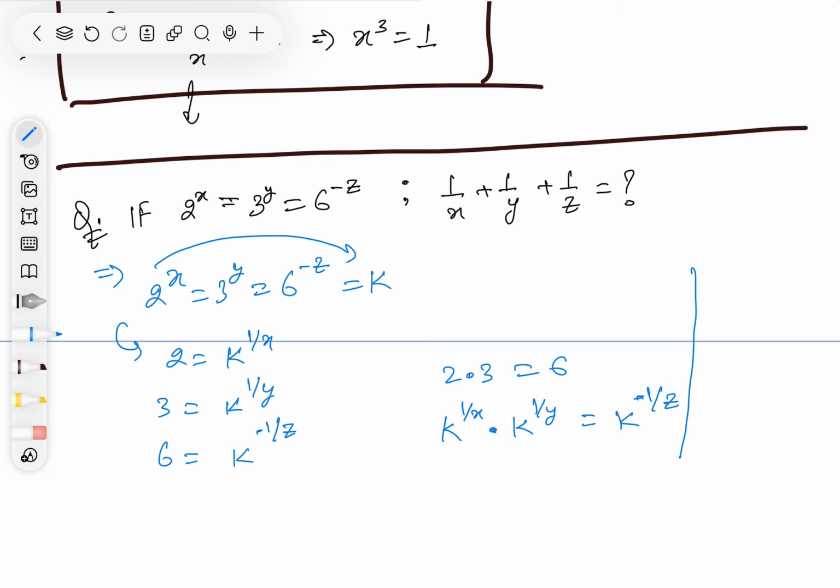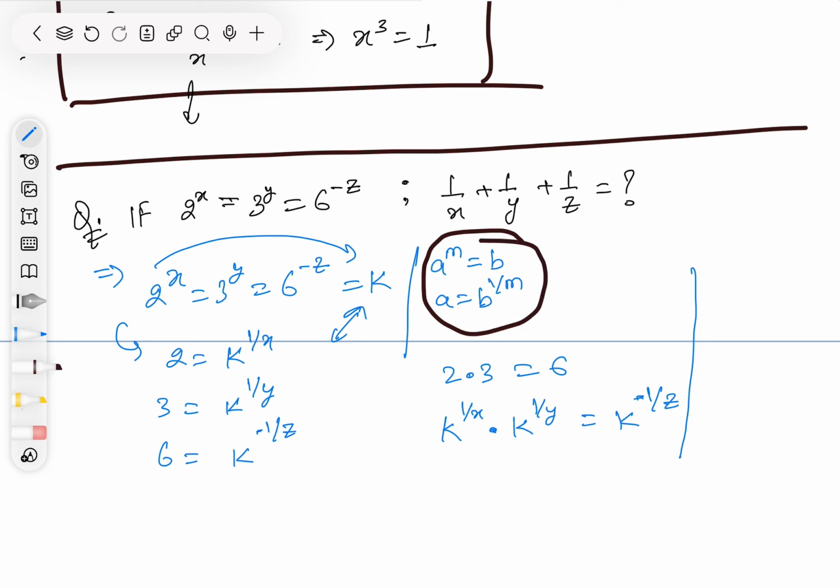Now, one very important property. If you are confused what property they applied, the property was like this: if a to the power m is given as b, then a can be written as b to the power 1 by m. So in case you were confused about what I just did.